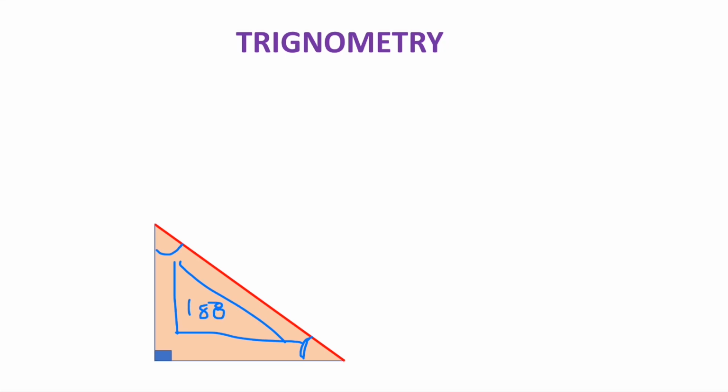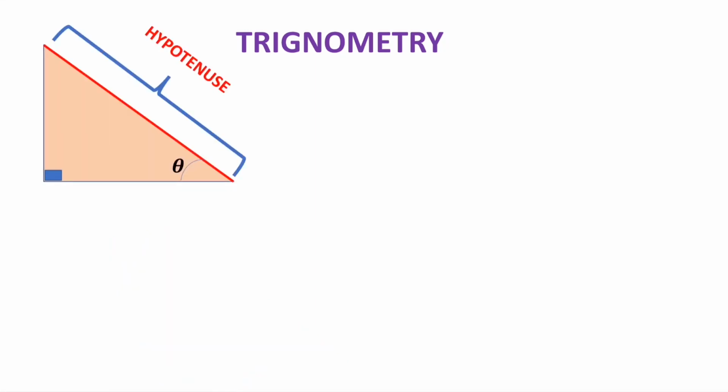Since in a right angle triangle one angle is already 90 degrees, the sum of the other two angles will be 90 degrees. Means if this angle is 45, the other angle will be 45. If this angle is 30 degrees, the other angle will be 60 degrees. Or we can say that the other two angles are complementary.